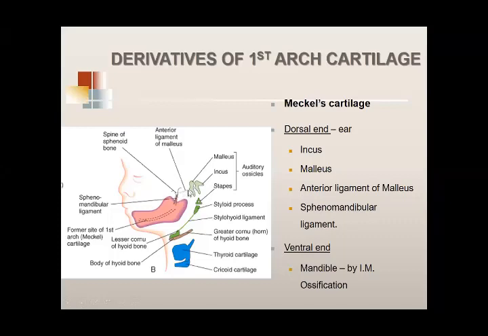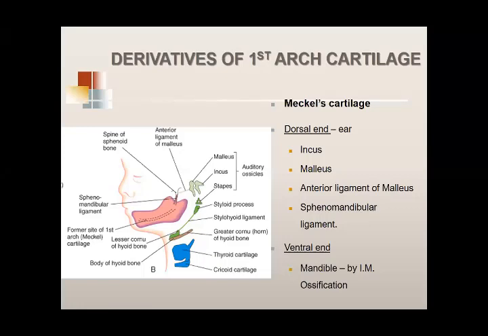Middle part of the cartilage जो है that regress कर जाता है, degenerate कर जाता है, लेकिन the perichondrium of the cartilage that persists, and the perichondrium of this Meckel's cartilage, this develops into this structure, anterior ligament of the malleus. ये malleus है ना, ये उसका anterior ligament of the malleus, and then you have this sphenomandibular ligament. This is the spine of the sphenoid bone spine, and this is the sphenomandibular ligament.